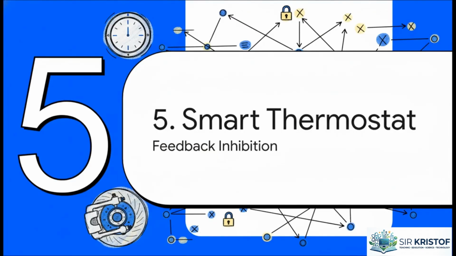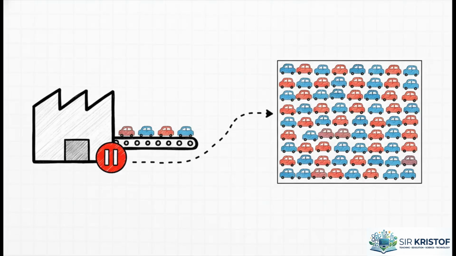So let's put this all together now. The cell has brakes and it has dimmer switches. So how does it use them to create a fully automated, self-regulating system? For that, we turn to one of the most elegant designs in all of biology. It's called feedback inhibition. And the idea is as simple as it is brilliant.